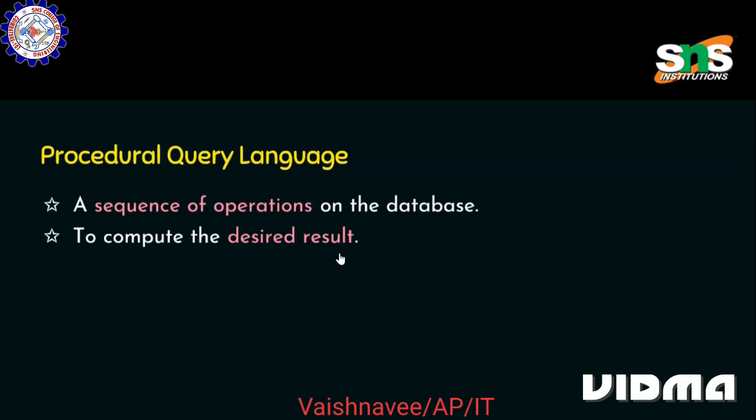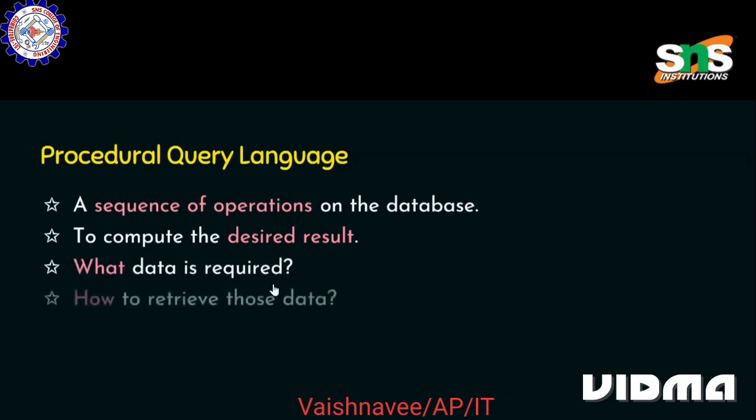What is the difference between procedural and non-procedural query language? Both are query languages, and in both cases the database will respond. The difference is that in procedural query language, we write a query stating what data is required from the database and how to retrieve that data. That query gets the information, that is, what is required and how to retrieve it. This is about procedural query language.